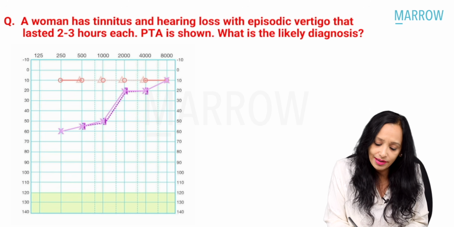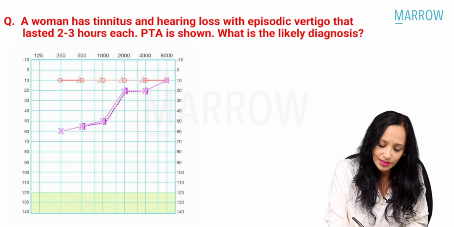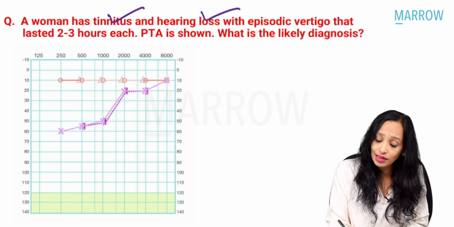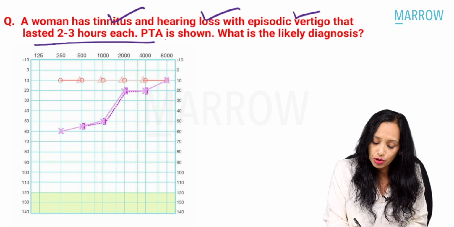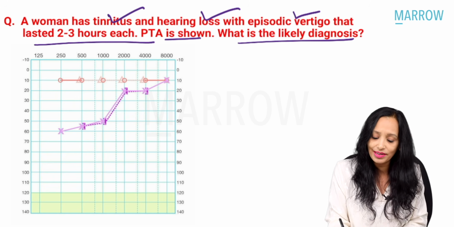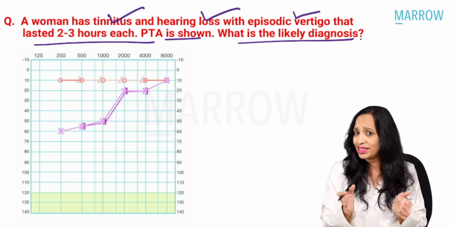A woman had tinnitus and hearing loss. Okay, tinnitus, hearing loss and episodic vertigo, which lasted for 2 to 3 hours. Her pure-tone audiogram is shown. What is the likely diagnosis? So the history, is it telling you something?